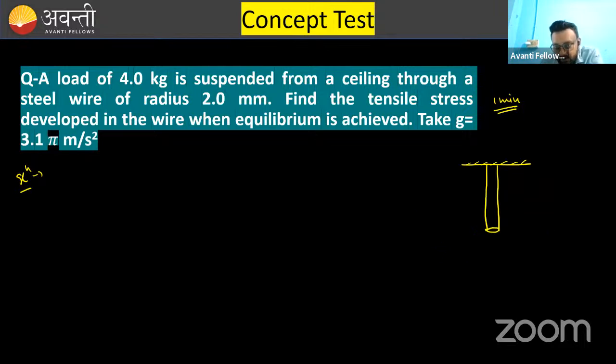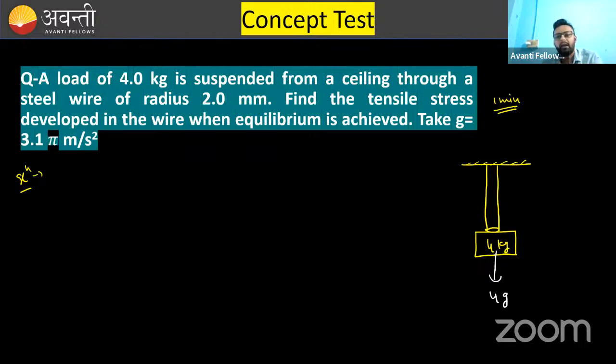Now a block of 4 kg is suspended from it. I think it is clear. Find the tensile stress developed in the wire when equilibrium is achieved. What will happen? In equilibrium, this 4 kg block will exert a force of 4g, mg kind of feeling, 4g.